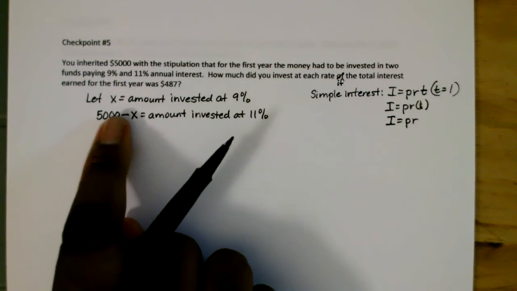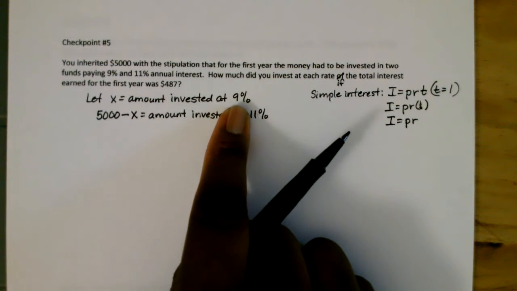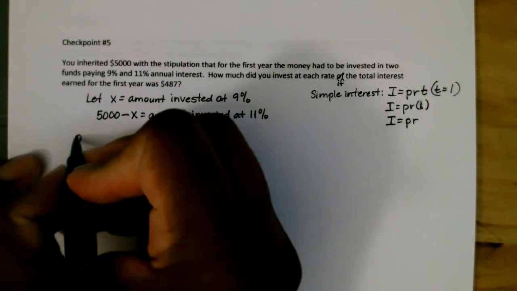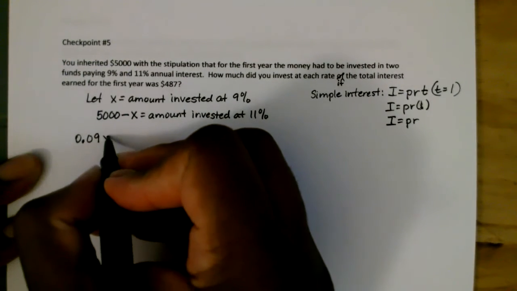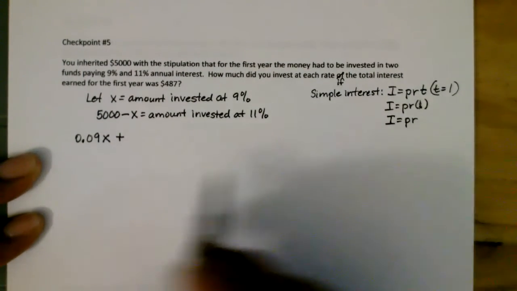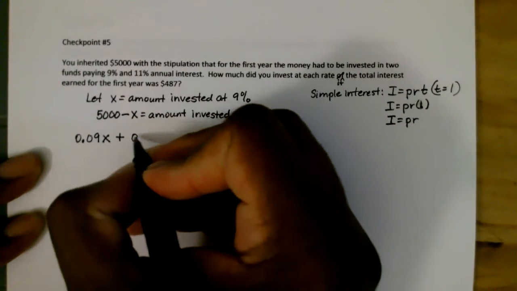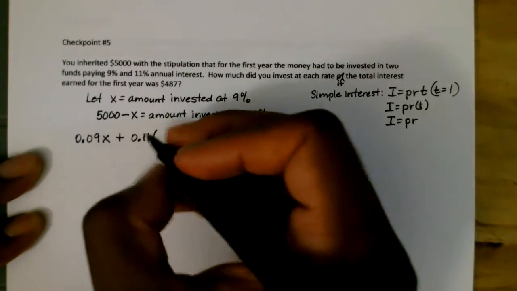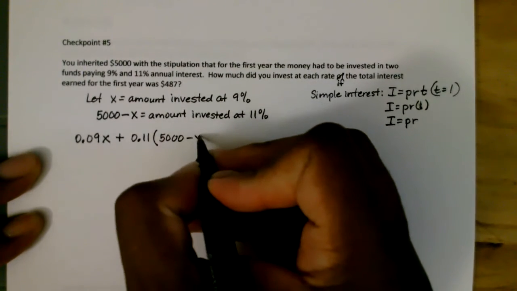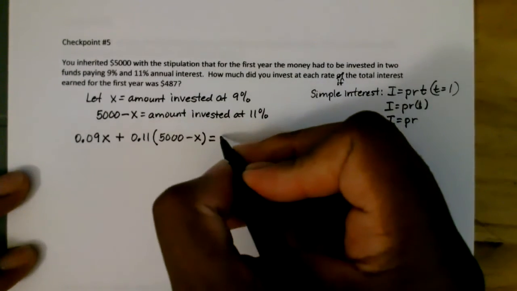So for this amount, X invested at 9%, I is equal to P times R. That would be 9% as a decimal, 0.09, times the amount invested, which is X. And then for the second, I'm going to add to it the amount at 11% times 5,000 minus X. 11% as a decimal would be 0.11 times the amount invested, 5,000 minus X. So for each of these, I'm using I is equal to P times R, the principal or the amount invested times its interest rate. And that amount should equal $487.